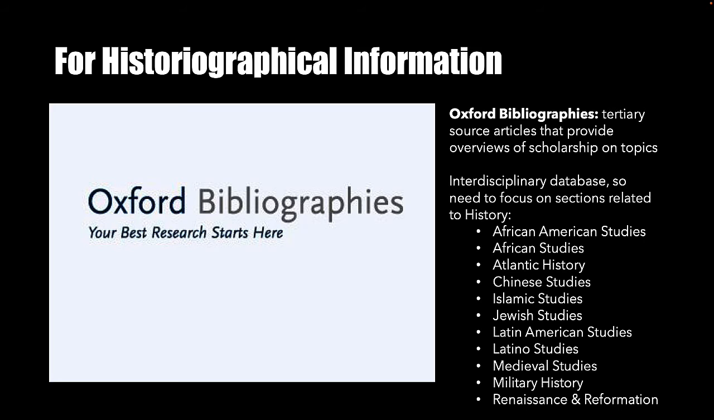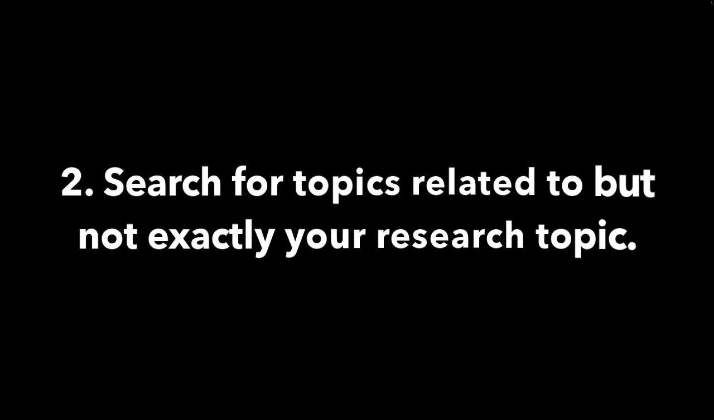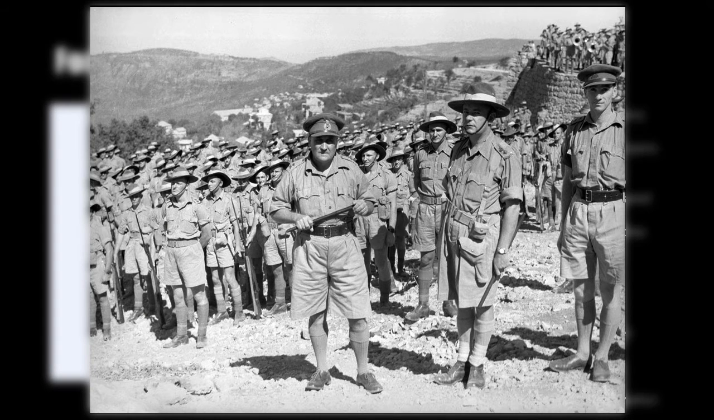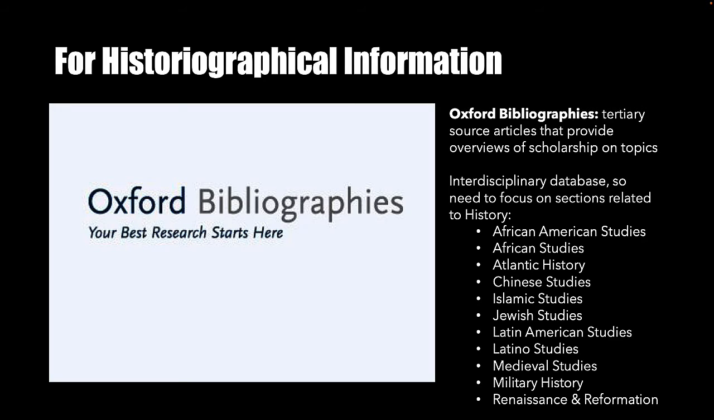So instead, the way to use Oxford Bibliographies is to think more broadly. Search for articles on topics that are related to your narrow research topic, but in a more broad or general way. For example, if you're researching a particular military general's impact on World War II, you might not find an article on that general specifically, but you might find an Oxford Bibliography article on, say, World War II in the Mediterranean and Middle East. This is a broader topic, but it will give you a sense of what the historiography is on that broader topic that you can then connect your specific research topic to.